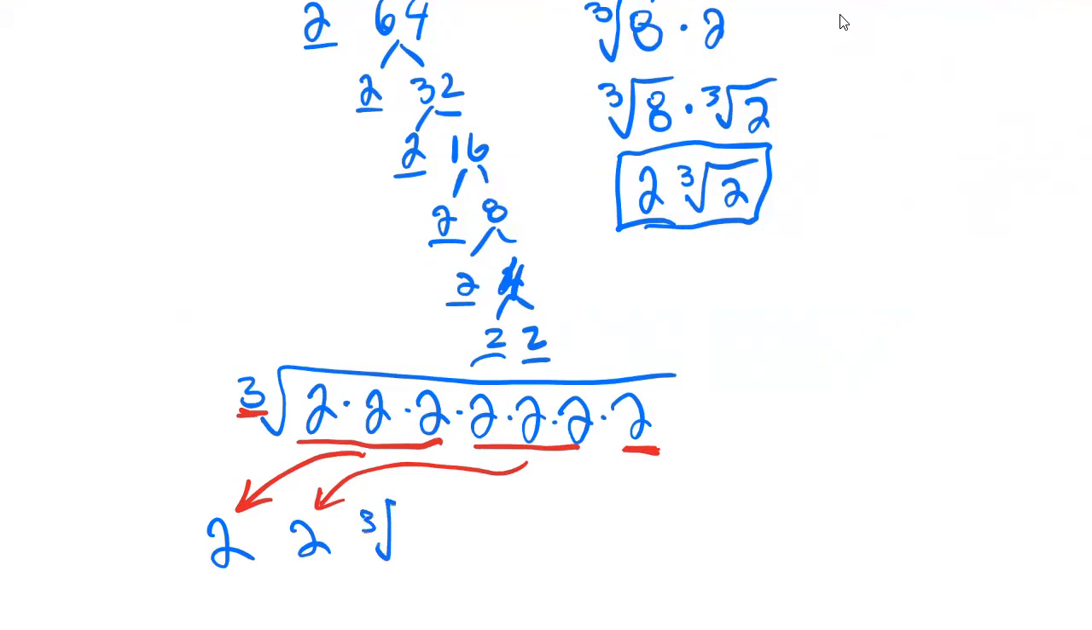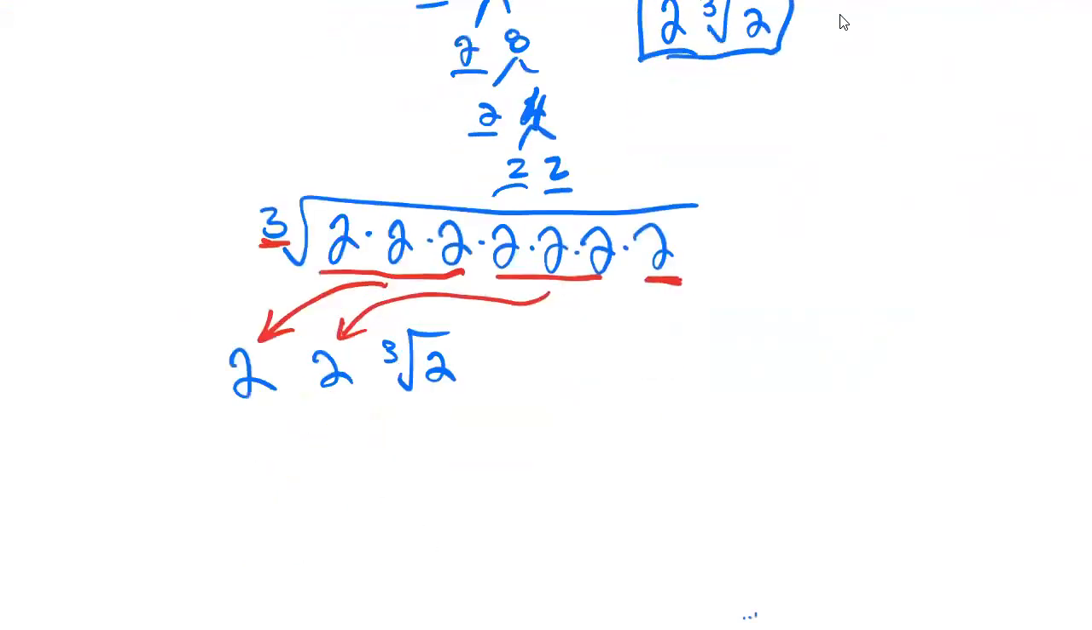We simplify these coefficients now that they're outside the radicand. 2 times 2 is 4, so this is 4 cube root 2.